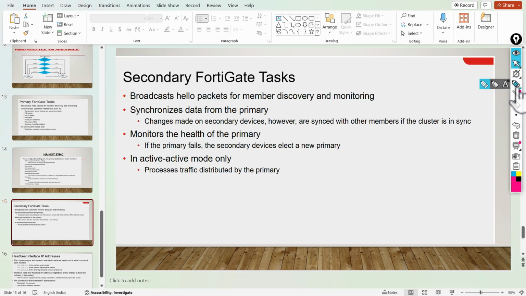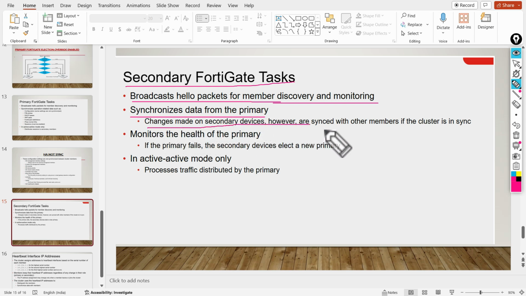This was the most important question asked by many interviewers which I have seen. What are the tasks of the secondary FortiGate firewall? Broadcast hello packets for member discovery and monitoring. This is similar to the primary firewall. Synchronize data from the primary. Changes made on secondary devices, however, are not synced with members if the cluster isn't in sync.